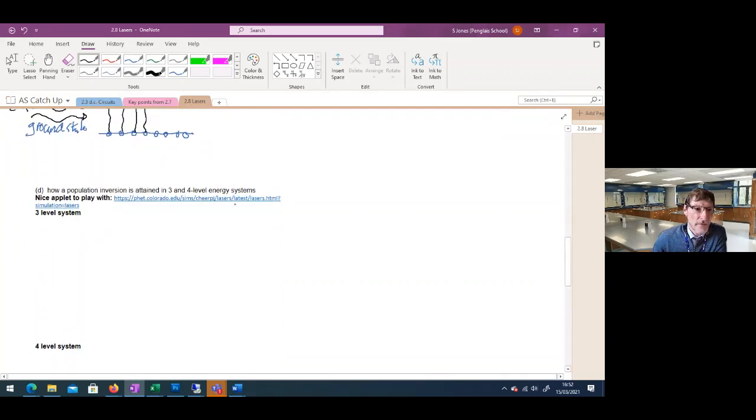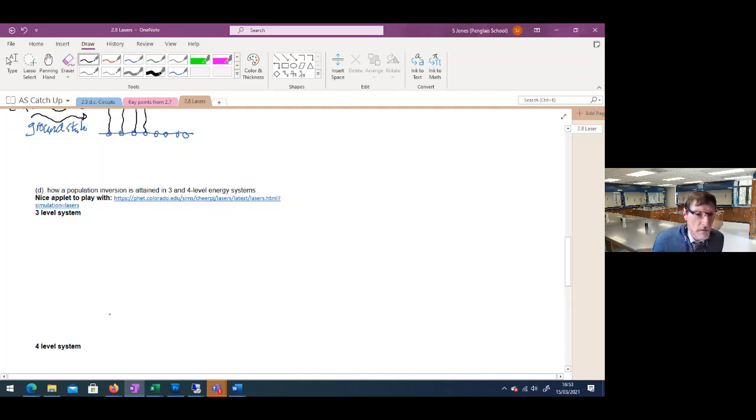So let's try it with a 3-level system. Now, there's an applet there. If we get time at the end, I'll show it to you. But if I don't get time to do it, just go onto that applet. It is a Java applet, which runs in a separate window, so it will work. It's really nice to have a play around with that and just see how the 3-level system works, or for the case of 2-level, how it doesn't work.